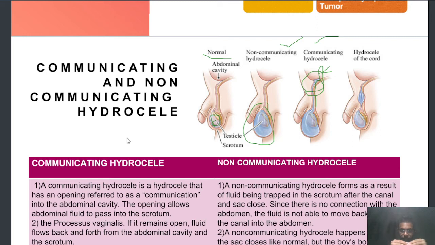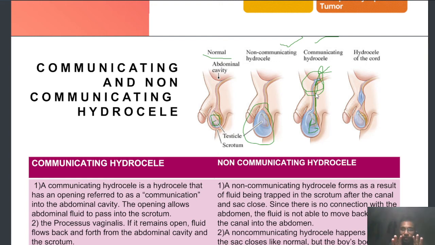The processus vaginalis that is still patent is referred to here as the communication into the abdominal cavity. The opening allows the abdominal fluid right here to pass through into the scrotum. So it is basically the abdominal fluid that is coming through the patent processus vaginalis into the scrotal sac, which actually makes the hydrocele. If the processus vaginalis remains open, which in this case it is, fluid flows back and forth into the abdominal cavity and the scrotum.